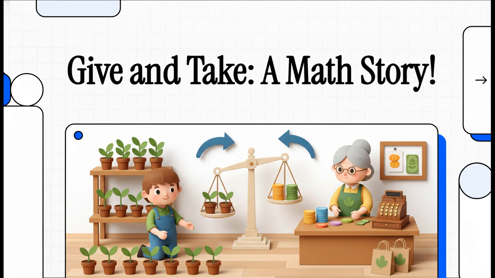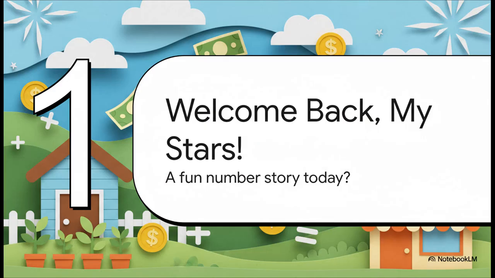Today we're going on a little math adventure with a story I like to call Give and Take. It's a super fun way to look at addition and subtraction, and I promise you're gonna love it. So, let's get right into it. We're going to see how easy addition and subtraction can be when we follow a simple story that takes place in a small village. And along the way, we'll solve some really interesting problems together.